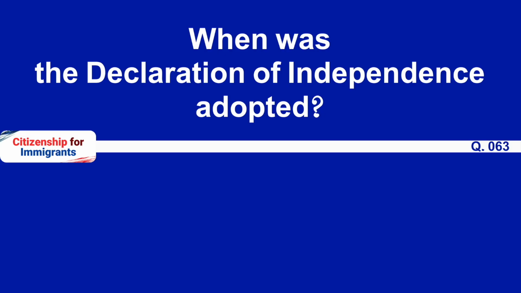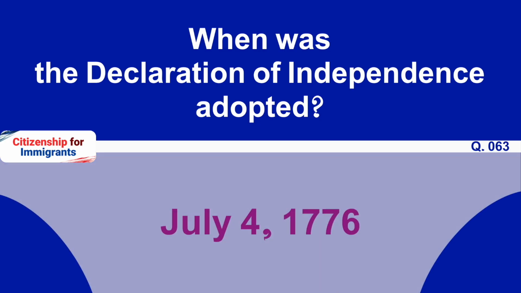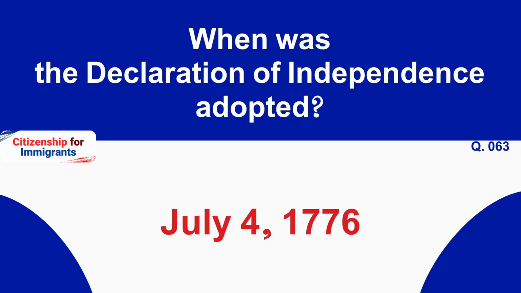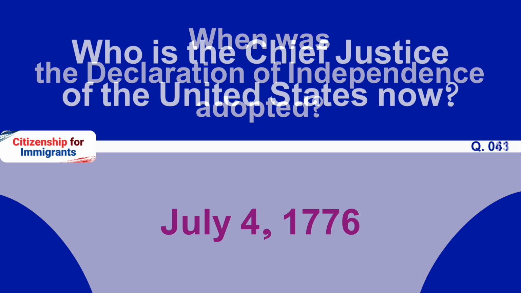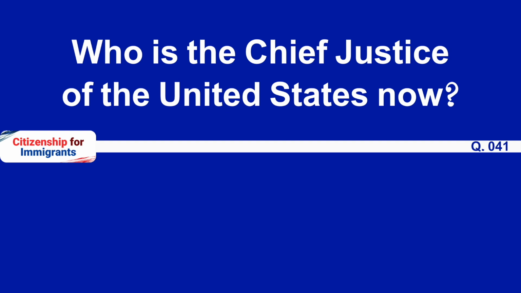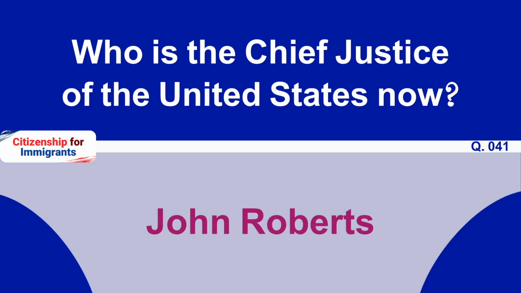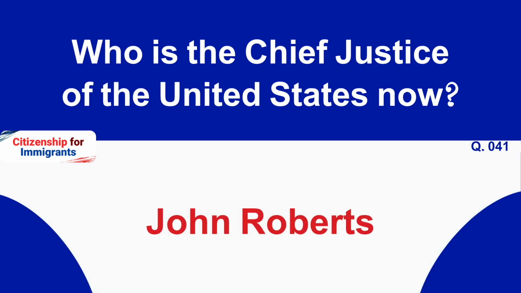When was the Declaration of Independence adopted? July 4, 1776. Who is the Chief Justice of the United States now? John Roberts.